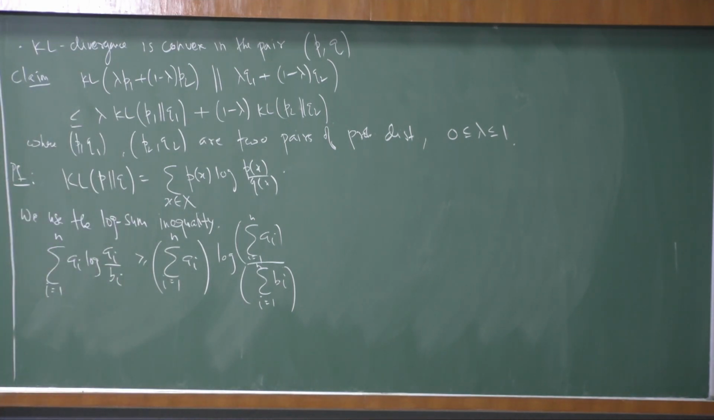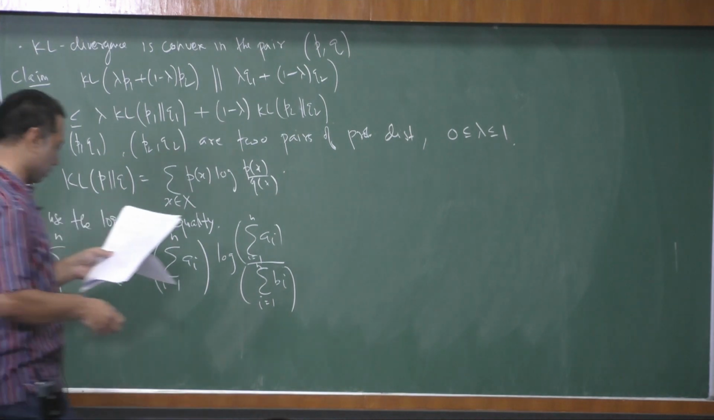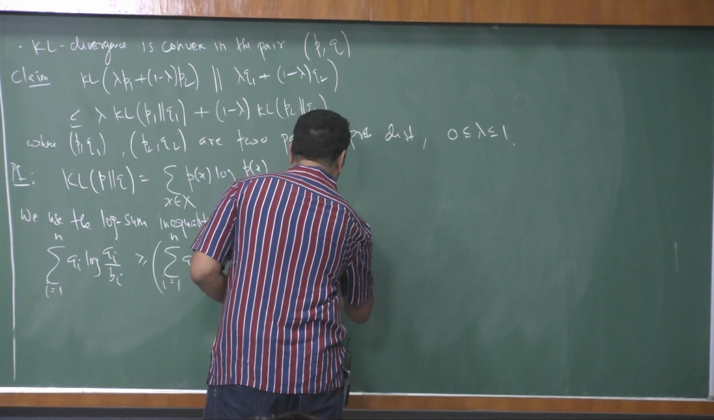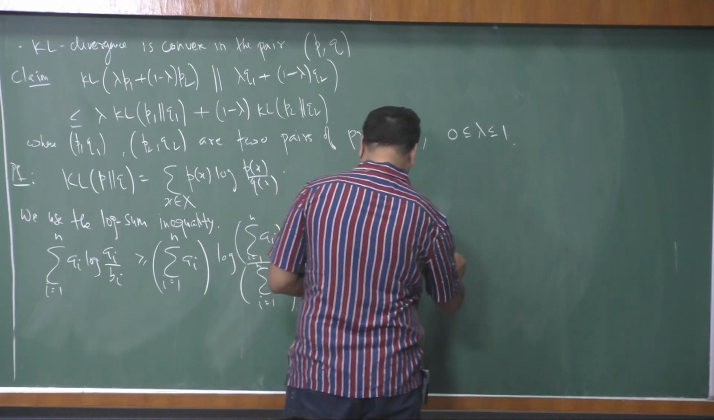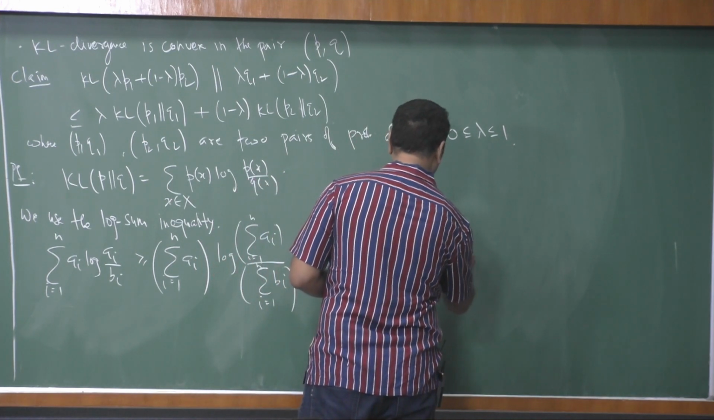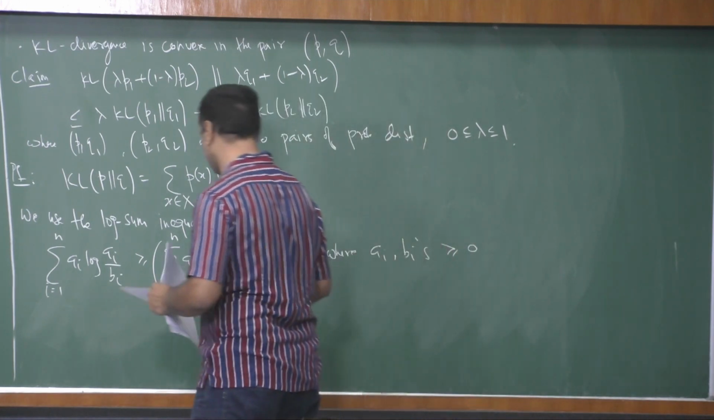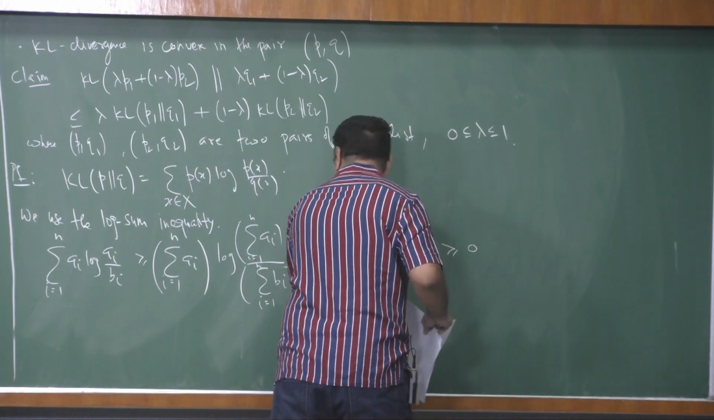Where AIs and BIs are non-negative, meaning greater than or equal to 0. So this is an inequality that one can prove as an independent result. It's just an inequality. You can try your hands on this. So we are going to use this.